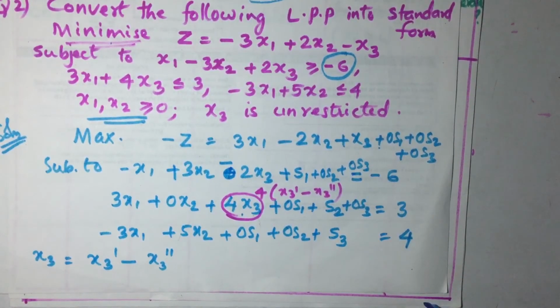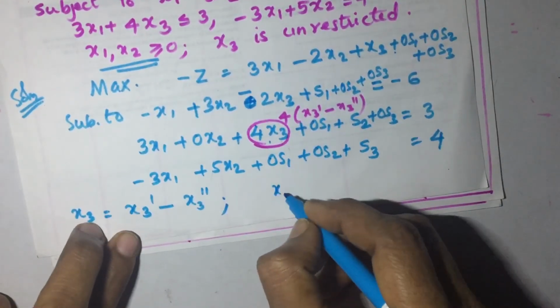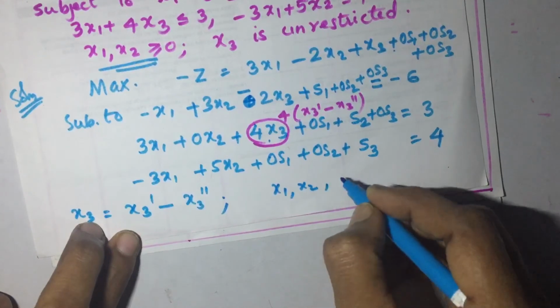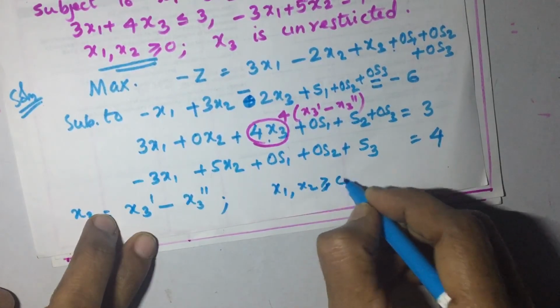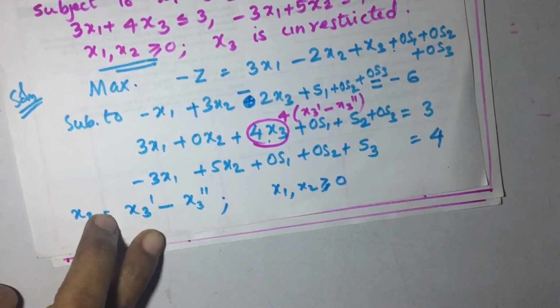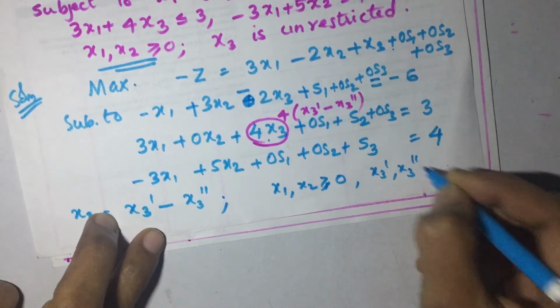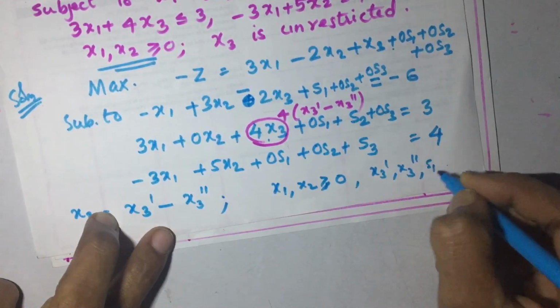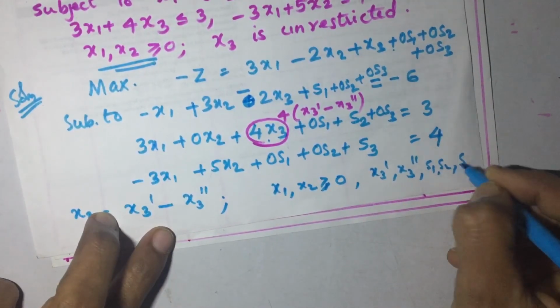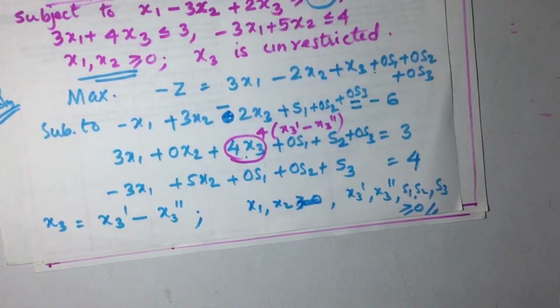Okay, so this is the standard form of LPP, and at the end you have to write there x1 x2 is greater than or equal to 0, and obviously x3 dash and x3 2 dash, then s1 s2 s3 all these are greater than or equal to 0, means non-negativity condition. So this is a way to write standard form.